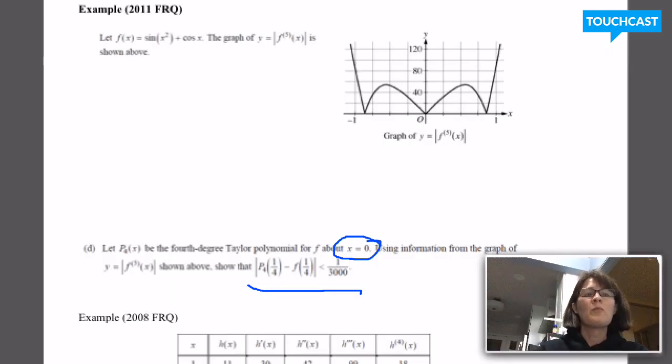What that means is, that says the absolute value of the difference between the fourth degree Taylor polynomial evaluated at x equals 1/4 and the actual value of f at 1/4. So they're asking us to find an upper bound for the error. This is the difference between our approximation, which is p, and the real value, which is f. And they're asking us to do something to prove that we can get that error down to less than 1 in 3,000. Okay, so let's write up the error form again.